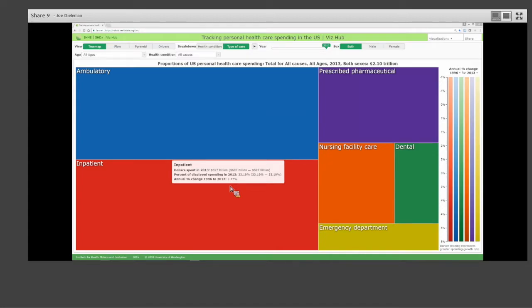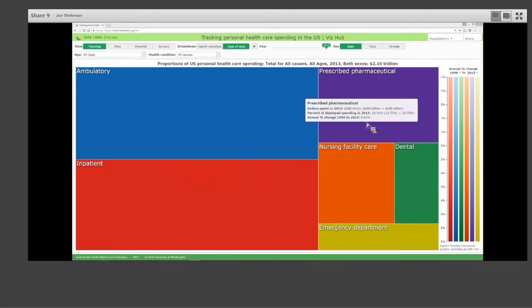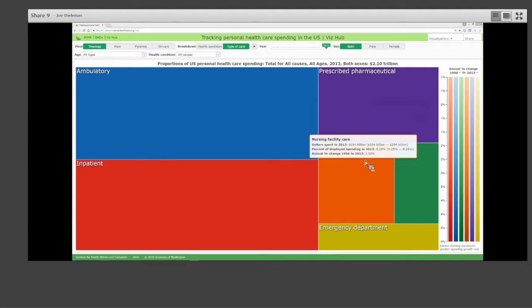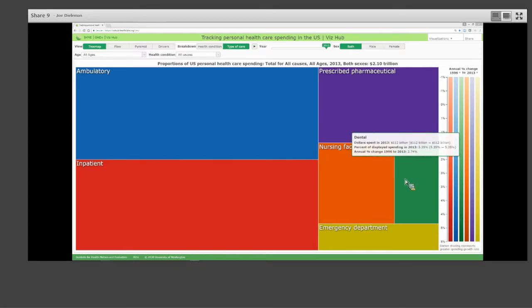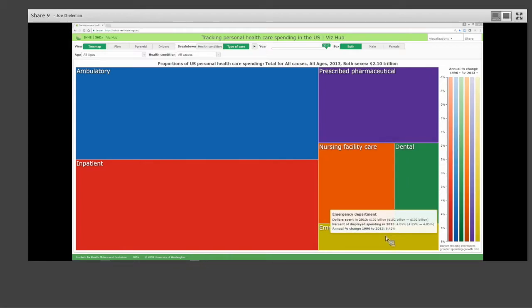And on the right here now you can see the other types of care that we focus on. We look at prescribed pharmaceuticals, which has just below $300 billion in 2013. You have nursing care facilities at just below $200 billion, and then dental and emergency department care, both a little bit more than $100 billion of spending. And when you put all the pieces of the square pie together, of course, you get $2.1 trillion, and that's the total amount of personal health care spending in 2013.